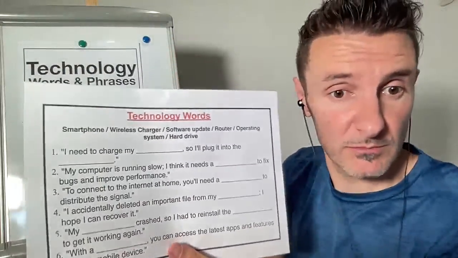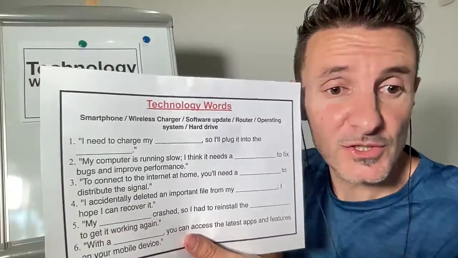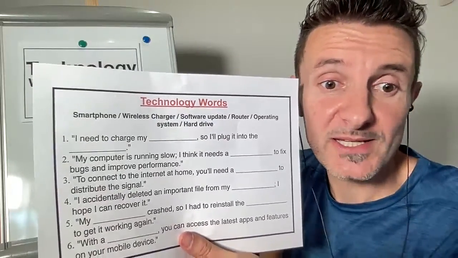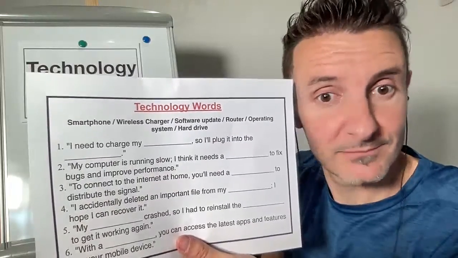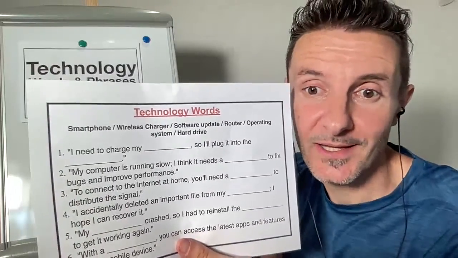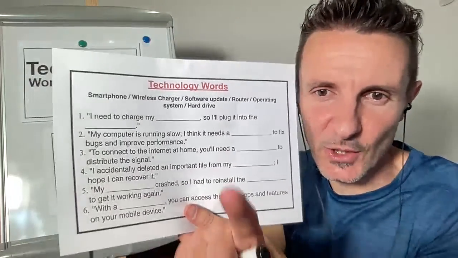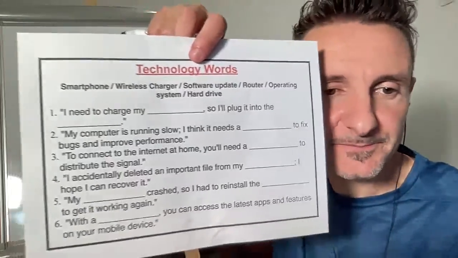Hesham said Windows. Yes, you're right, Hesham, because Windows is an operating system. So you could say, my operating system crashed, so I had to reinstall Windows to get it working again. Well done. You could have said Windows, you could have said Mac OS, whichever operating system you use. Akiko said OS. Well done. And let's do the last sentence, guys.